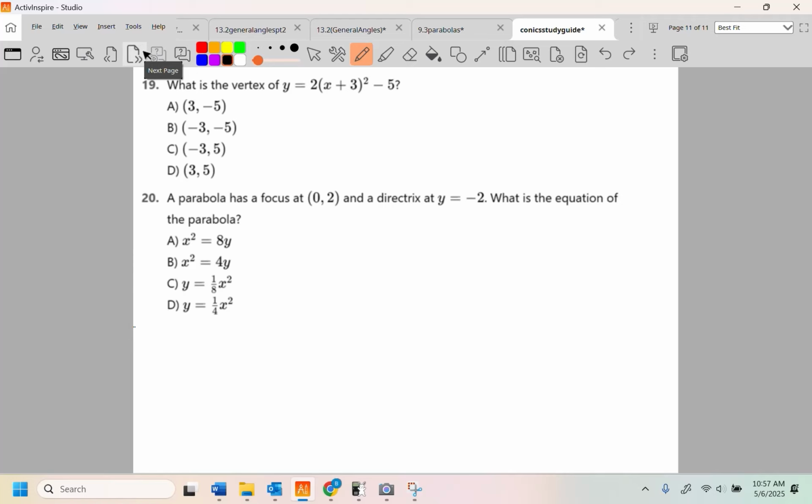Number 19, the vertex of this one. Now this is in the old form. This is a times (x minus h) squared plus k. So its vertex is at negative 3, negative 5. Choice B. And the last one, thank God, because I'm tired. A parabola has a focus at 0, 2 and a directrix at y equals negative 2. What is the equation of the parabola?